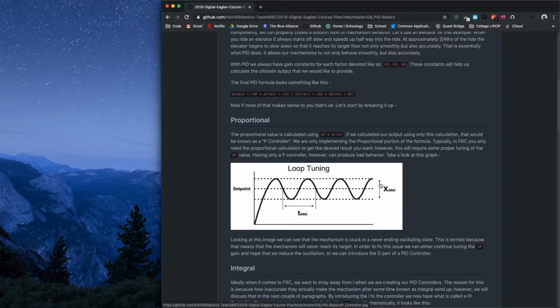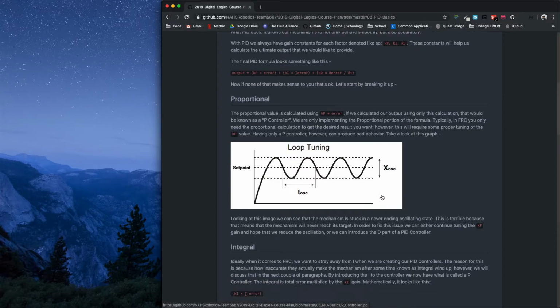And so in order to solve this, we can use the derivative portion of the controller. That would be implementing the D part. So then we would have a PD controller. But essentially the mechanism in this graph is stuck in a never-ending oscillating state, and that's terrible because that means the mechanism will never reach its target. I mean, eventually it will, but it's going to take so long before it actually does, before it gets slowed down by gravity or friction.